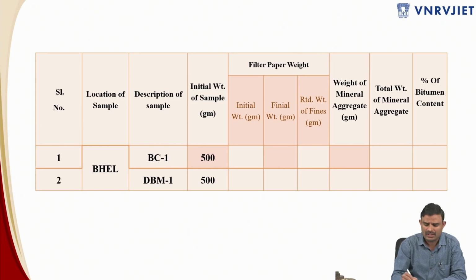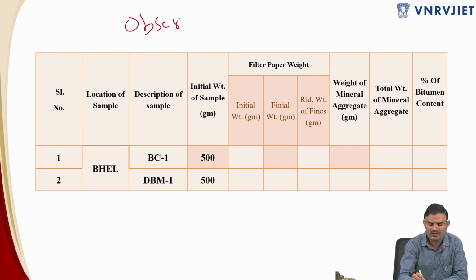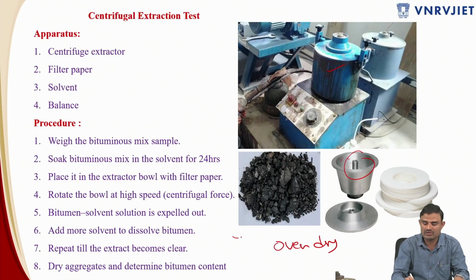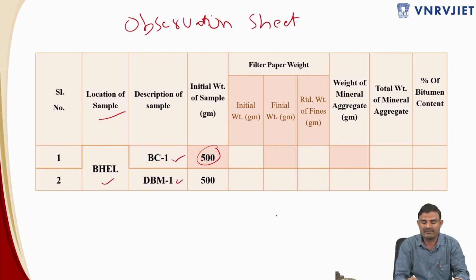So this is the observation sheet. This is the serial number. This is the location of the sample. I have got the sample from one location. The description of the sample is the first one is BC1 and the second one is DBM1. For the initial weight of the sample, you can do the extraction test for a weight of 500 grams in this centrifugal extraction test. So I've initially taken the loose mixture, this kind of loose mixture which I've got, and I've taken 500 grams.